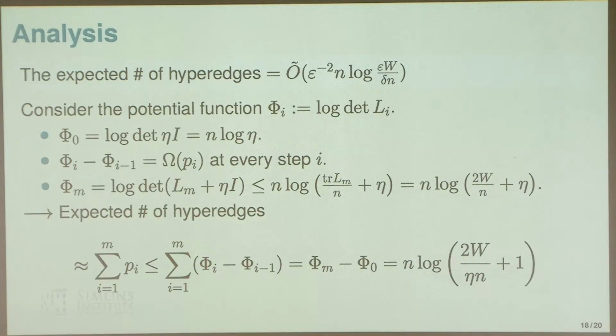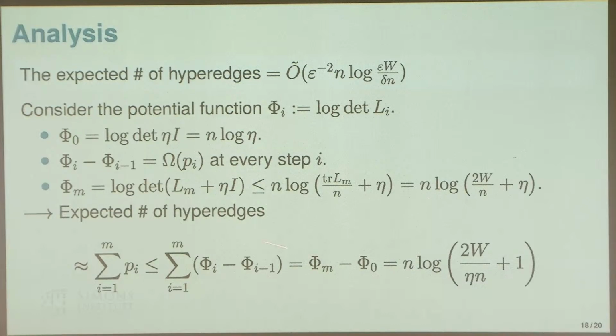Okay, so how can we analyze the expected number of hyperedges? Well, we can analyze it this way. Just consider a potential function phi_i, which is log determinant of L_i. L_i is the Laplacian we constructed after getting the ith hyperedge. And phi_0, because of the regularizer, is bounded from below: log det eta I is not negative infinity, it's something. And we can show that if you look at the expression of phi_i, we can compute and say that the potential always increases by p_i. p_i is the sampling probability of hyperedge e_i.